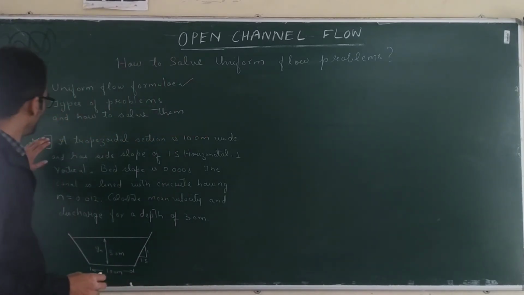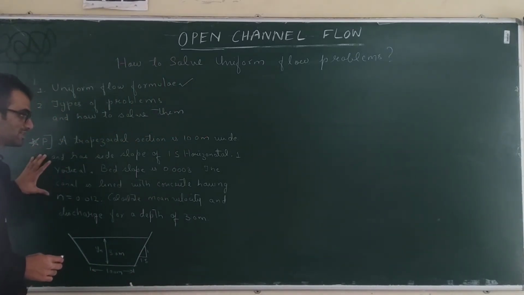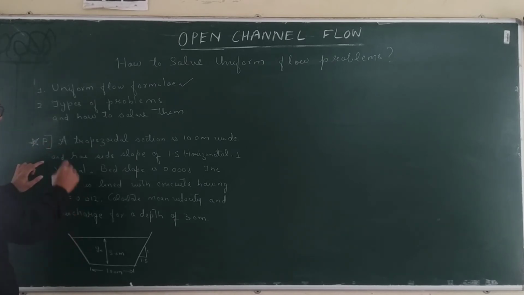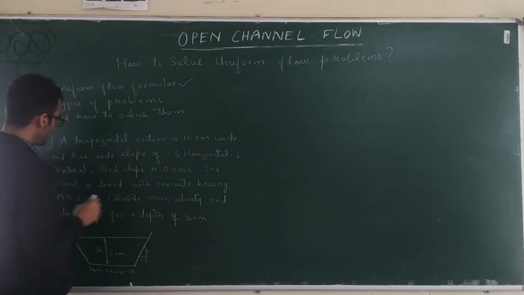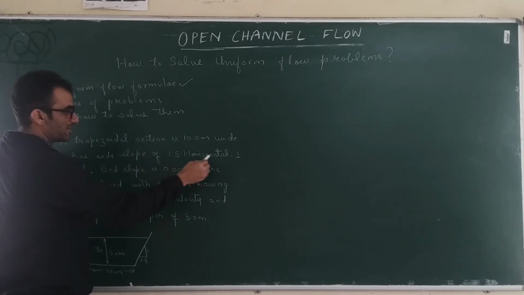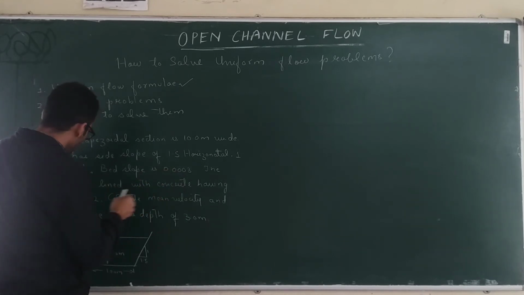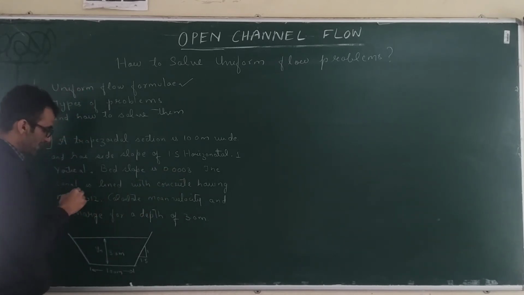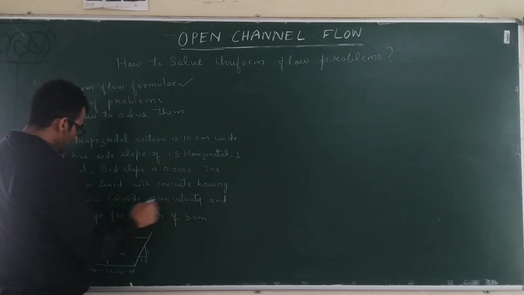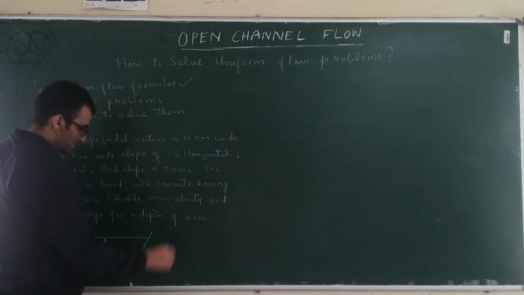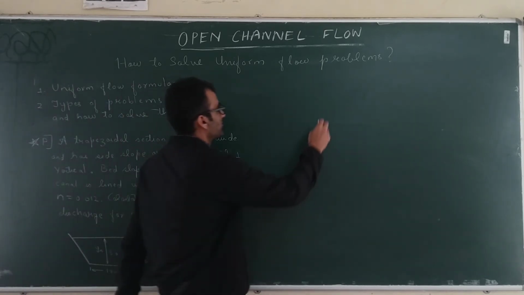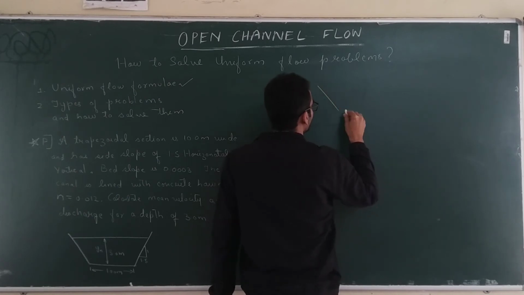Okay, so first type of problem we'll see, calculating the discharge. So this is the problem we are given: a trapezoidal section 10 meter wide and having side slope of 1.5 horizontal to 1 vertical. The bed slope is given 0.003 and we are told that the canal is lined with concrete having Manning's constant equal to 0.012. So we know the Manning's constant. We want to calculate the mean velocity and discharge for a flow depth of 3 meters. So in this problem, just draw the figure first.